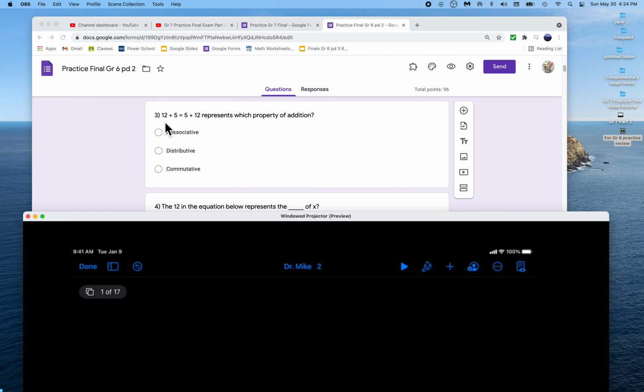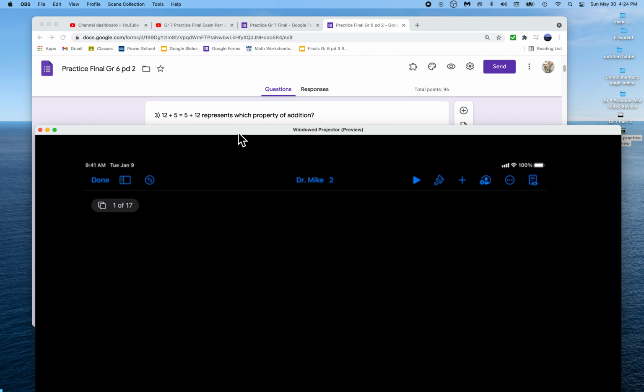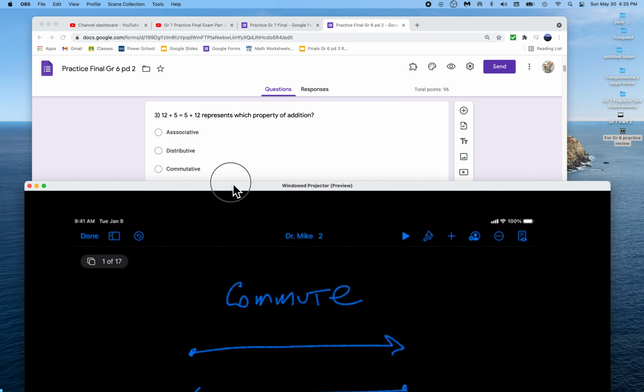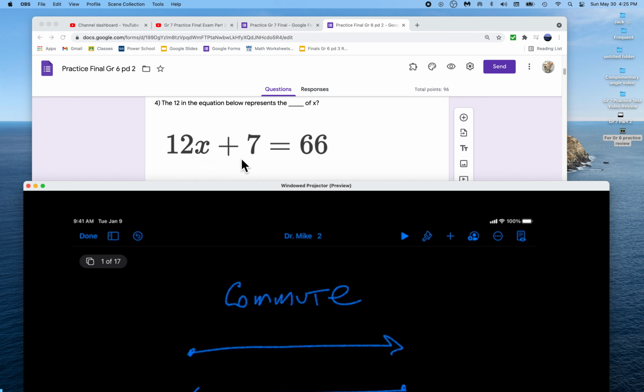Next one, another property of addition. Look at this. We have 12 plus 5 equals 5 plus 12. Remember, we talked about one of our members in class, his parent commutes to work. When you commute to work, you go one way and then the other. So the word commute sounds like commutative to me, and that's how I remember it. One way, 12 plus 5, then 5 plus 12.